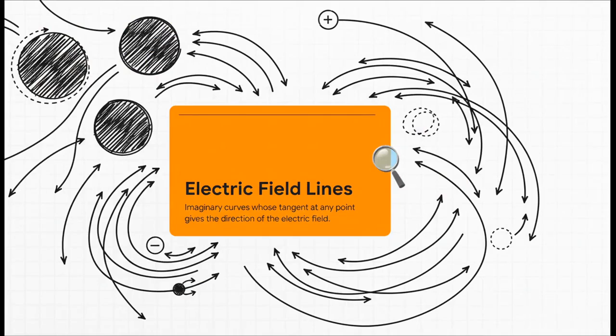Well, the answer is this brilliant idea called electric field lines, and you can just think of them as a set of instructions. They're imaginary curves for sure, but they show us something incredibly real: the exact direction an electric force is pushing or pulling at any single point in space.